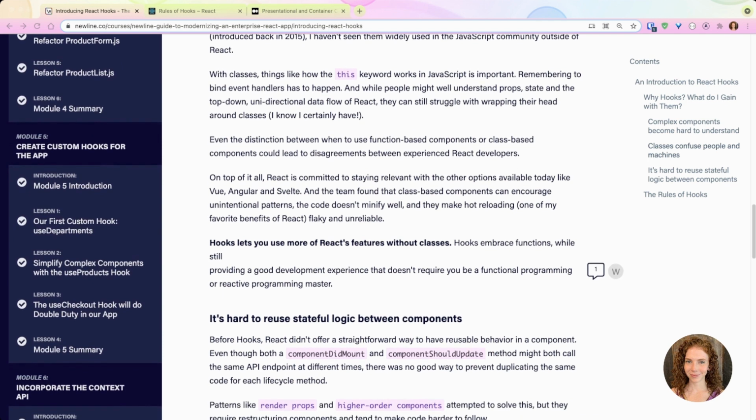On top of it all, React is committed to staying relevant with the other options available today, like Vue, Angular, and Svelte, and the team found that class-based components can encourage unintentional patterns. The code doesn't minify so well, and it makes hot reloading, which is one of my favorite benefits of React, flaky and unreliable. Whereas hooks let you use more of React's features without classes. Hooks embrace functions while still providing a good development experience that doesn't require you to be a functional programming or reactive programming master. That is the main thing: hooks are easier to use once you start to understand how they're supposed to be used.